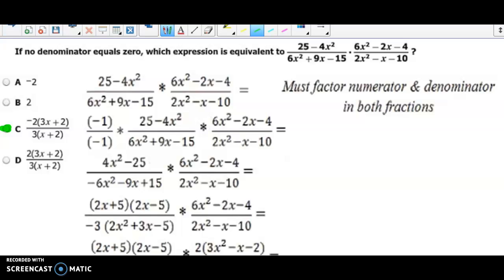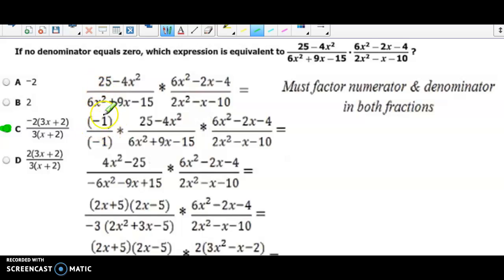Now for the next problem. For problem number 8, I'm looking at multiplying my rationals. If no denominator equals 0, then I can multiply it out. Before I actually multiply it out, I'm going to factor both the numerator and the denominator in both of my fractions. And before I do that, I'm going to multiply this by -1, because I don't usually like having my x squared value be negative. I usually like seeing that first.